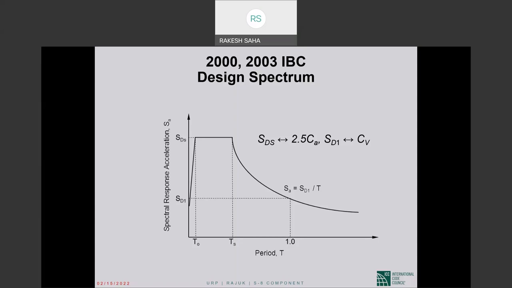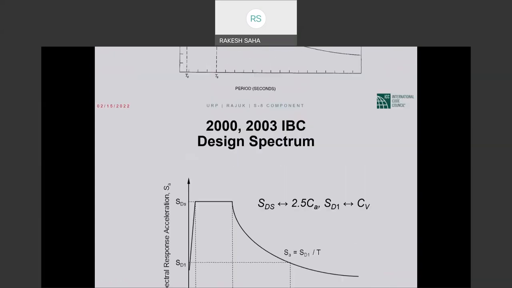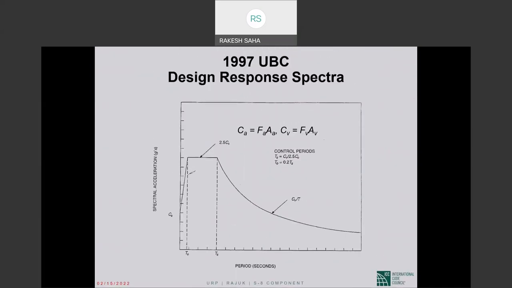Now from UBC to IBC, another huge change took place, and you know about it. I want you to put the two together. The UBC spectrum corresponded to the design earthquake of the UBC, which had a 90% probability of non-exceedance in 50 years. Or this was, roughly speaking, the 500-year return period earthquake. So this spectrum corresponded to the 500-year return period earthquake.